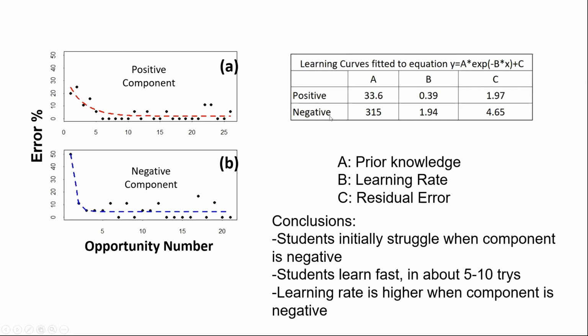So we see that in the case of positive components, we start out with somewhat of a lesser error rate, which means that the students had a good prior knowledge, and then their learning rate was about 0.39 arbitrary units. Whereas in the case of negative components, their prior knowledge was very low, which means that their error level was very high, but their learning rates were actually much higher. And we saw that within about 5 to 10 tries, the students are able to get the concept really fast.